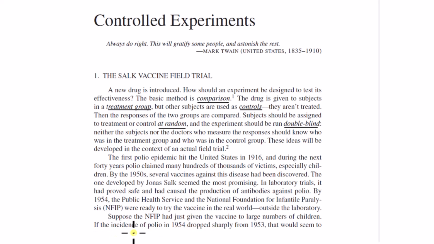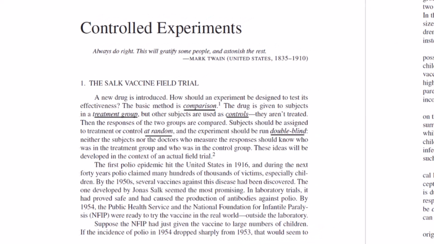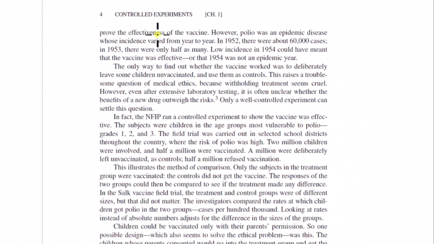But it talks about how if they would have administered the vaccine in 1954 and the incidence of polio dropped sharply from 1953, that would seem to prove the effectiveness of the vaccine, right? However, polio was an epidemic disease whose incidence varied from year to year. In 1952, there were about 60,000 cases, and in 1953, there were only half as many, but there was no vaccine administered in 1953. So you can see that the nature of the disease, how intense it is, is just random from year to year. So that's not going to work, just administering it to a bunch of children and seeing if it works.